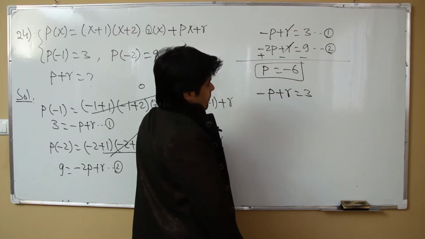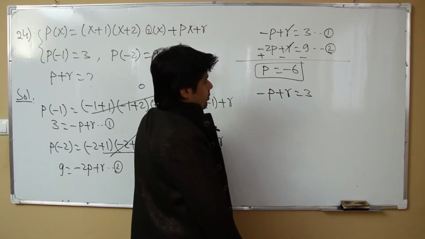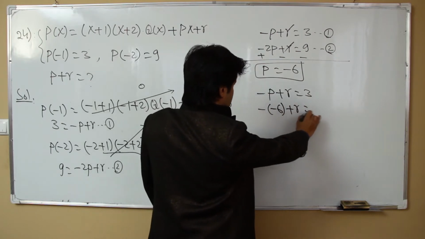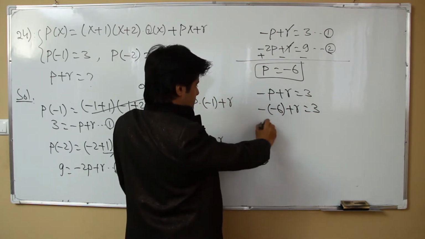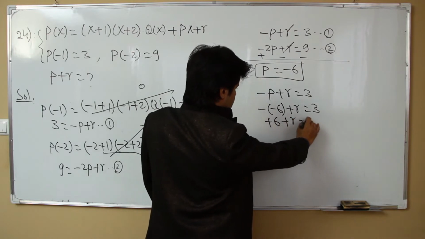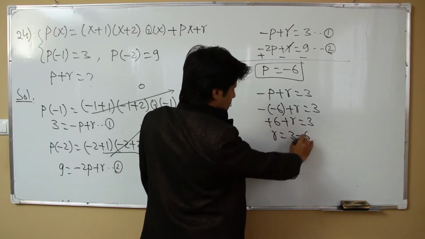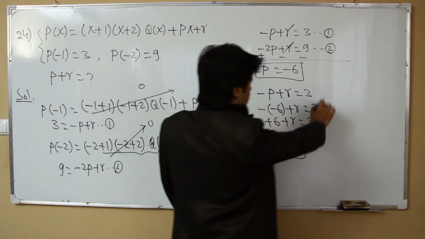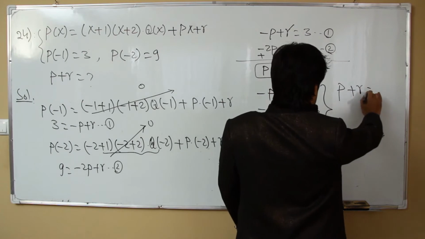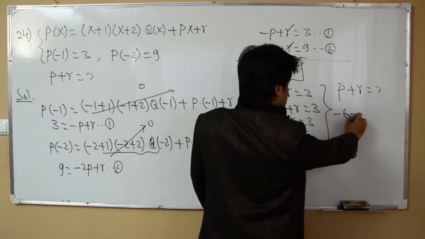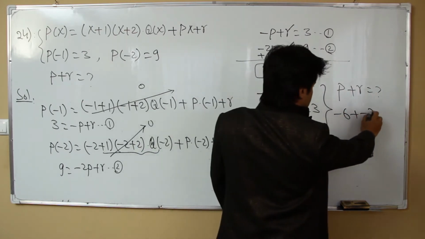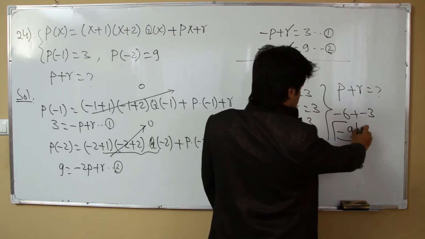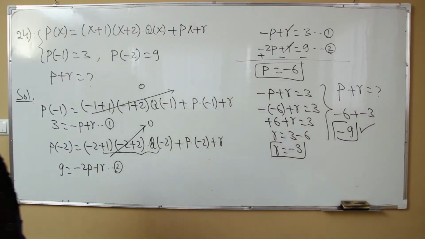The answers, I think both of them are same. Minus instead of p, minus 6, plus r is 3. Minus minus is plus 6, plus r is 3. So r is 3 minus 6, it's minus 3. Now what the question is, p plus r. What is p? Minus 6. What's r? Minus 3. Minus 6 with minus 3, minus 9. This is the correct answer.